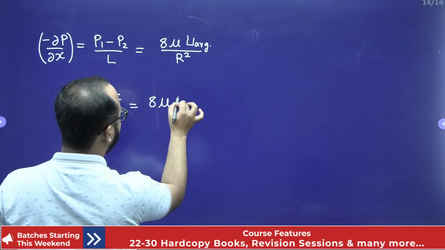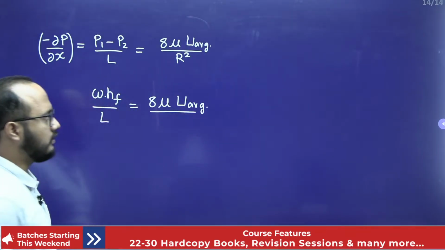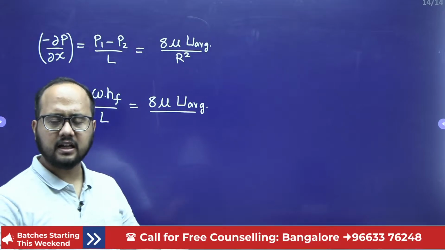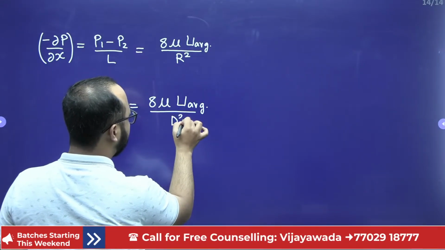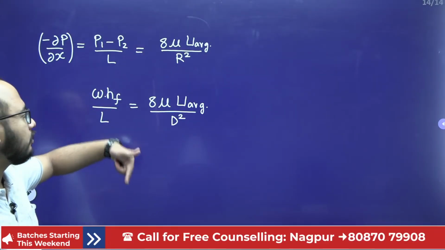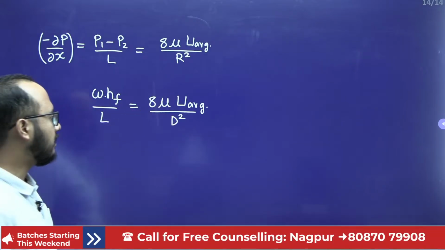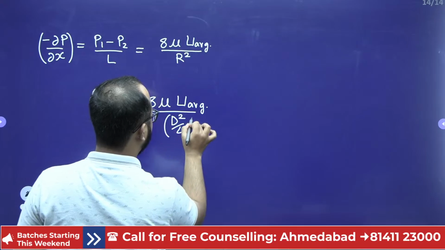8 μ U average divided by R square. Instead of writing R square, I can use D also. D by 2 will be the R value, so D square divided by 2 square, that is 4. The 4 will come in the numerator. That is the value of R square.